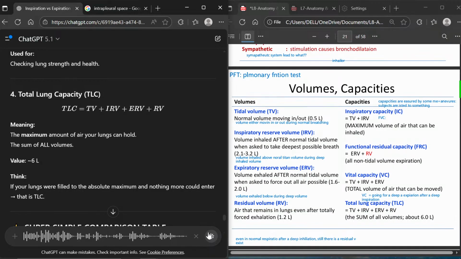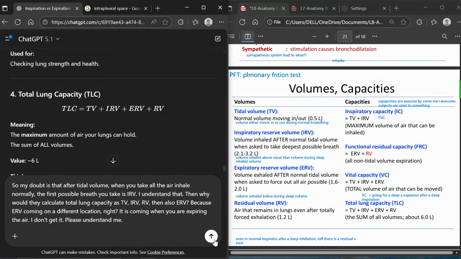The voice recognition capacity is very weak in ChatGPT. But let's see. Oh my god, it did cast.